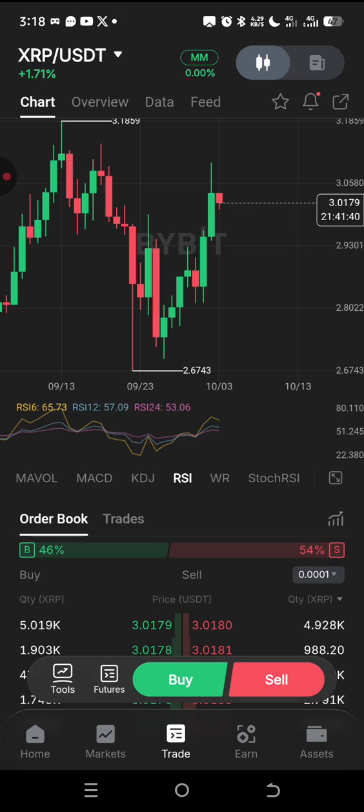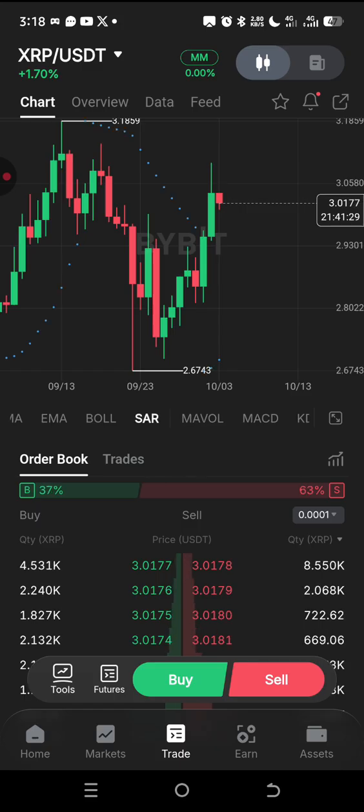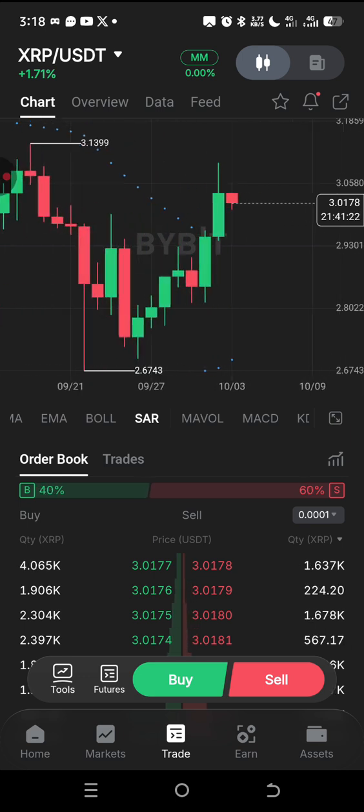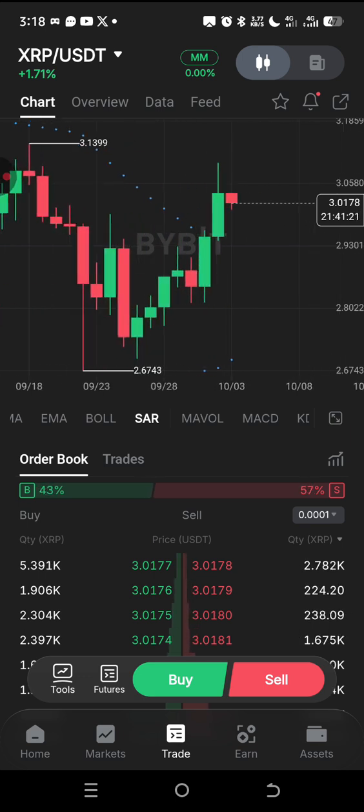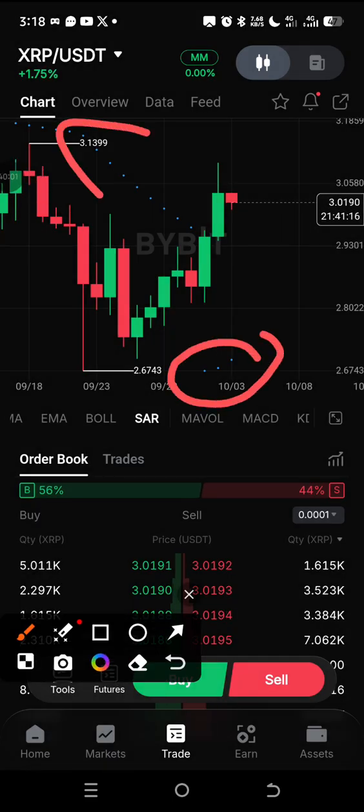So with your RSI, with your MACD, and of course with one other one I want to share with you right now, I call it the parabolic SAR. You see, this parabolic SAR is very powerful. It's a powerful indicator. You can see that's the dots you are seeing. If you look closely, you will see dots. Look at this dot here. Look at this dot here.